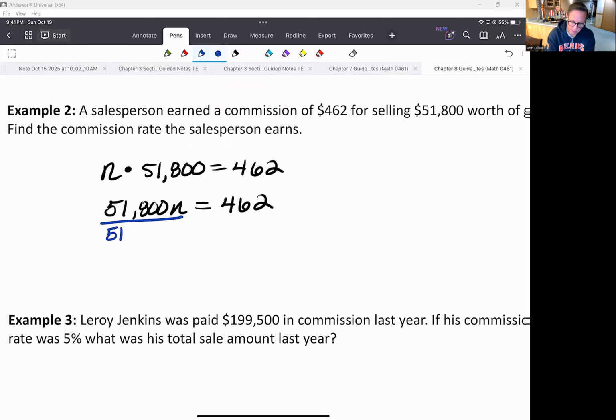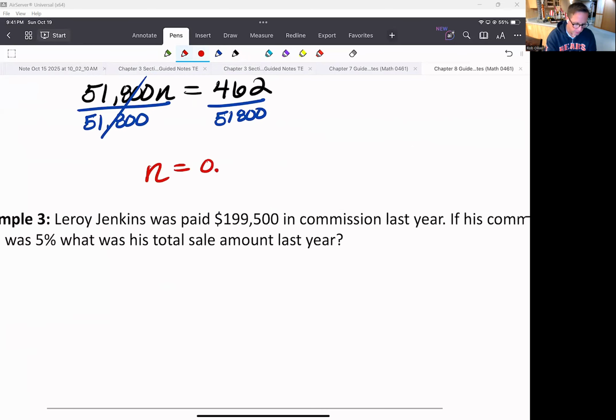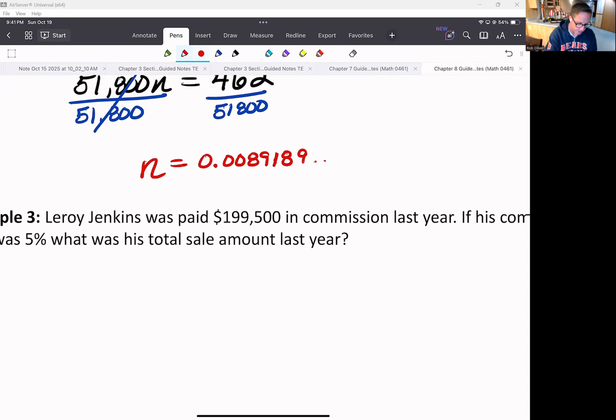And then you can kind of see what's going on here. We're just going to divide by 51,800. Those cancel right there. And now it's just a matter of 462 divided by 51,800. Now we're looking for the percent on this one. I got 0.00891, and it just keeps going. And if I multiply that by 100, it just moves the decimal over 2 places.